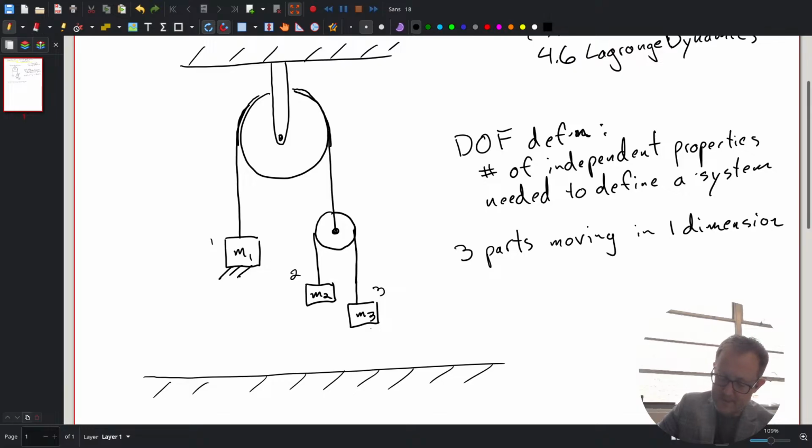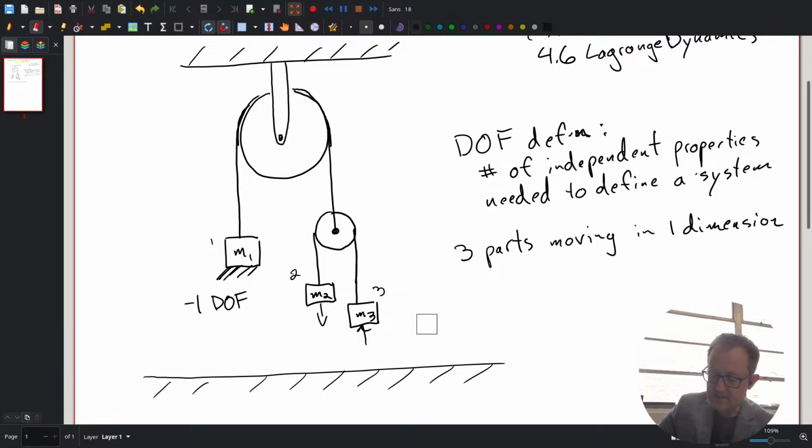What happens if I say M1 can't move? Can M2 and M3 move? And the answer there is yes, they can both move, but not independently. So if M1 can't move, then if this one moves down, M3 has to move up. So by removing one, a constraint like this is a -1 on my degrees of freedom. I only have 1 degree of freedom left.